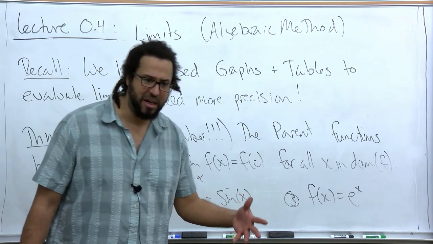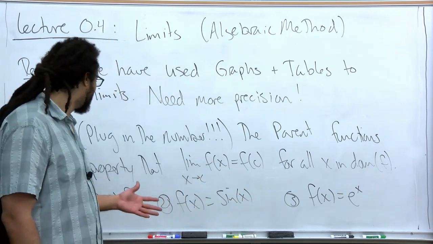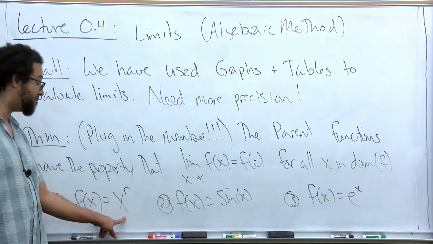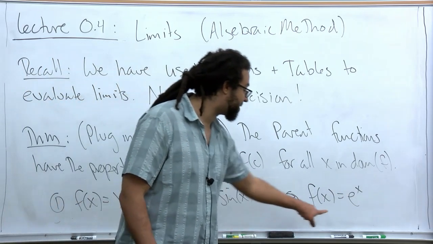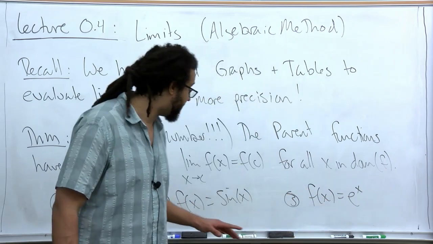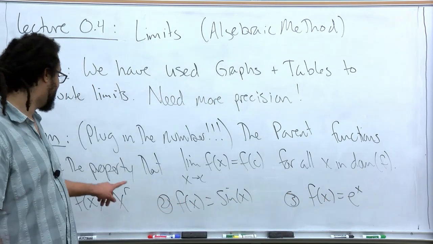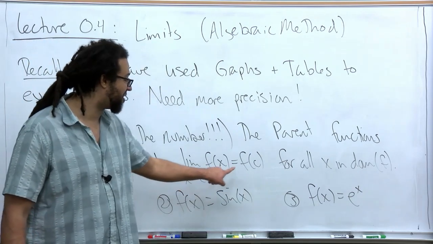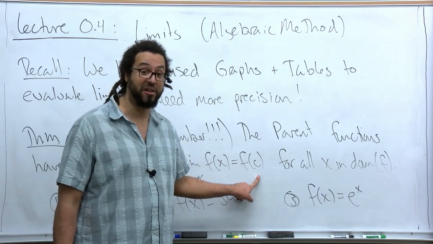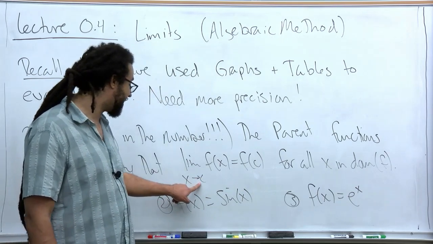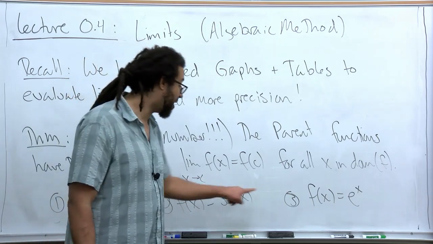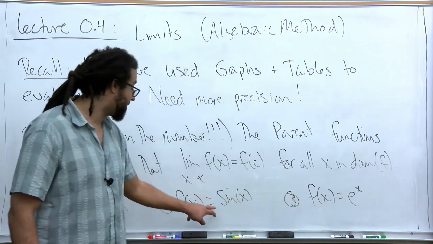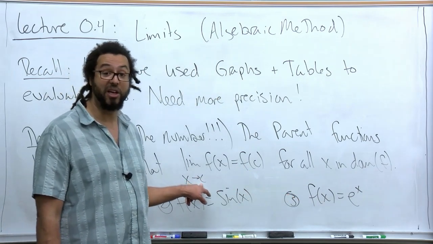So we'll look at some theorems, and we need a starting point. So let's start with the parent functions. Remember what the parent functions are. That's just the power function, the sine function, and the exponential. So these functions all have the property that the limit as x approaches c of any one of these three functions is just f of c. In other words, you can just plug in the number as long as c is in the domain of the function f. So the domain of these two things is all real numbers. So for these two functions, you can take c to be anything you want.